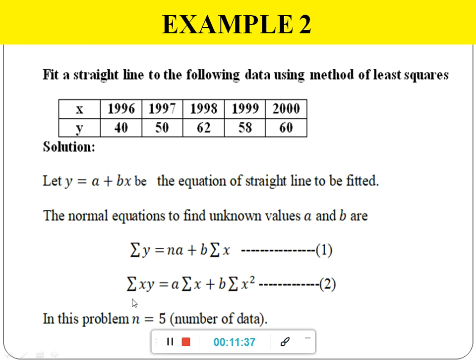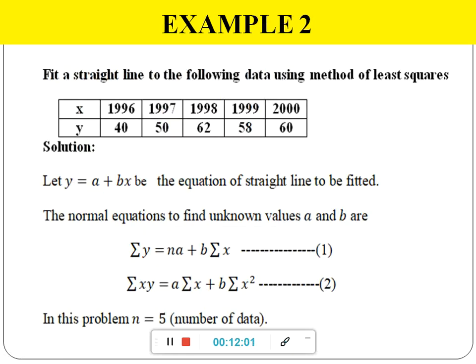Putting summation, it becomes summation xy. Here also, if you multiply x here, we have ax. If you put summation here, a summation x. If you multiply x here, x square. Putting summation, b summation x square. Here also n represents the number of data, so here n equal to 5.